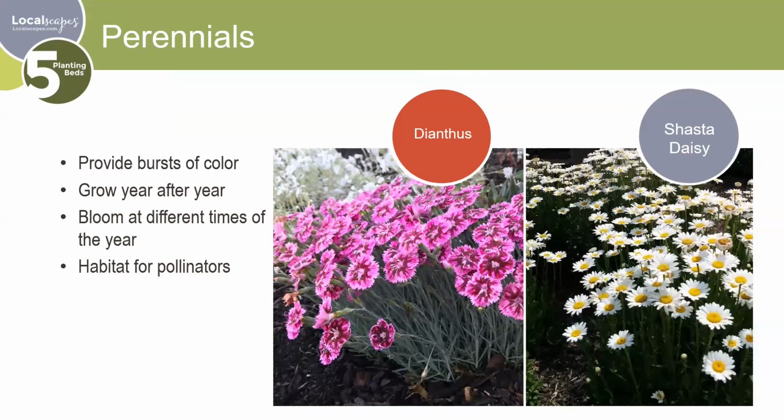Next are your perennials. These are the ones that are going to add a lot of your flowering, bursts of color all around your plant beds. Nice thing about perennials is they grow year after year, and they bloom at different times of the year too, and it's a good habitat for pollinators, for your bees and butterflies, and even some hummingbirds like a lot too. So I mean, they're awesome. You just want to make sure that you're staggering your bloom times, and there's a lot of really, really good ones out there.